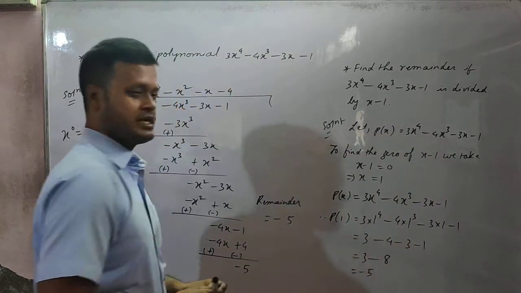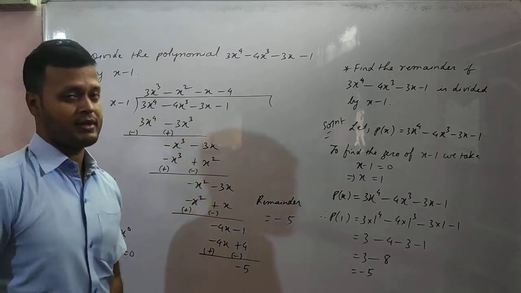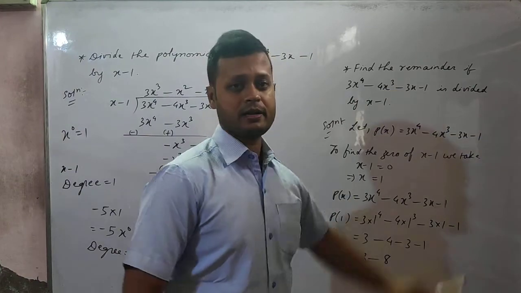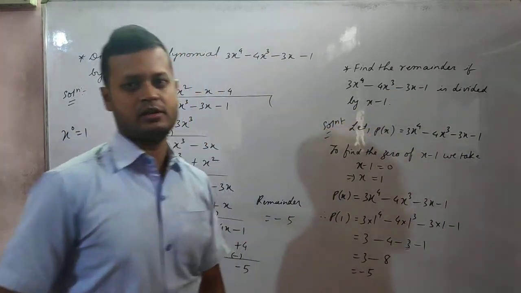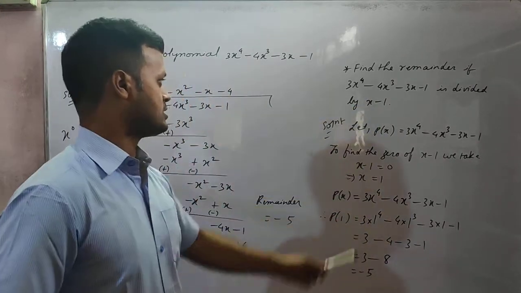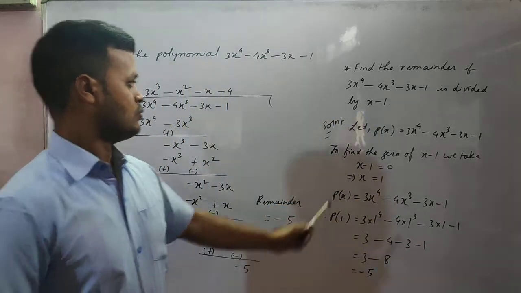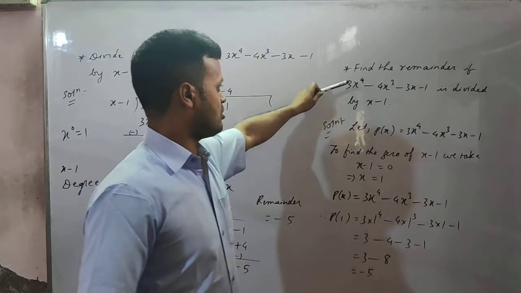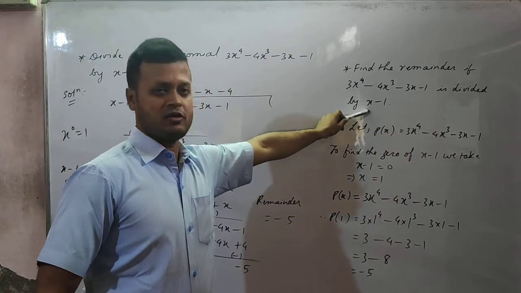Now you see, students, as we divided this polynomial by this polynomial, we got the remainder minus 5. But sometimes it will be given like this to you: find the remainder if this polynomial is divided by this polynomial. So let px be this polynomial, and to find the 0 of x minus 1, we take x minus 1 equal to 0, so x equal to 1.